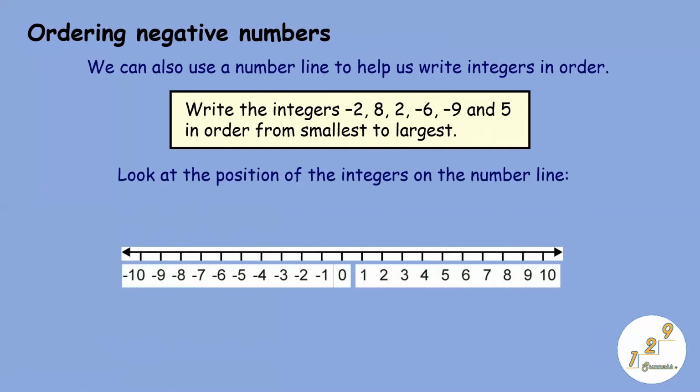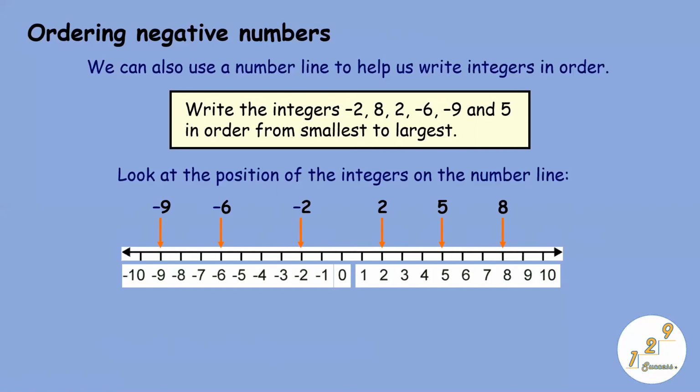What we're going to do, first of all, is label our numbers on the number line. So -2, we've labelled that with an arrow. 8, we've labelled that with an arrow. 2, we've labelled that with an arrow. -6, -9, and 5. Now, we've got to go from smallest. If we recap to what we said earlier, as we move to the left of the 0, our numbers are getting smaller.